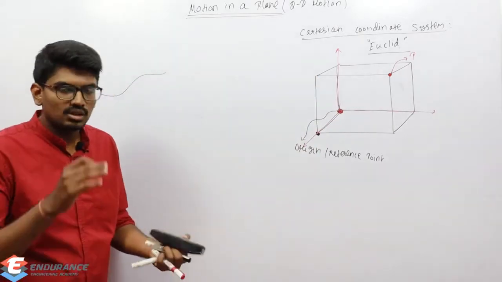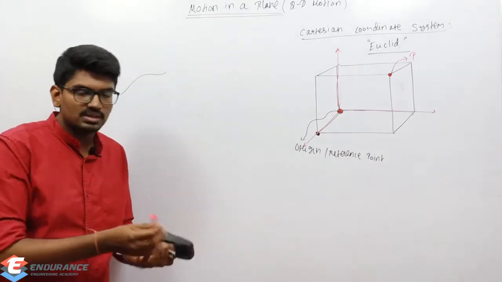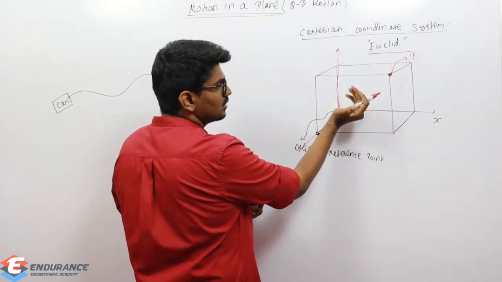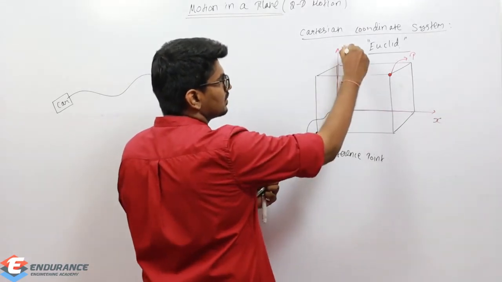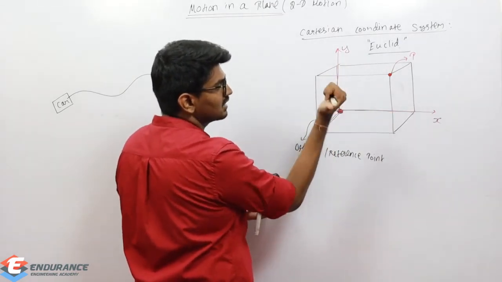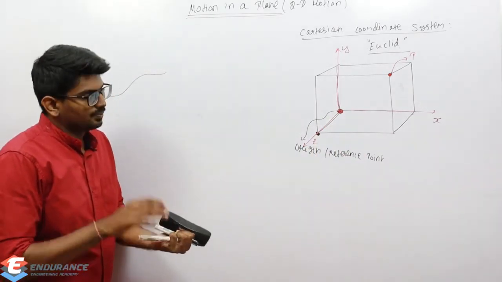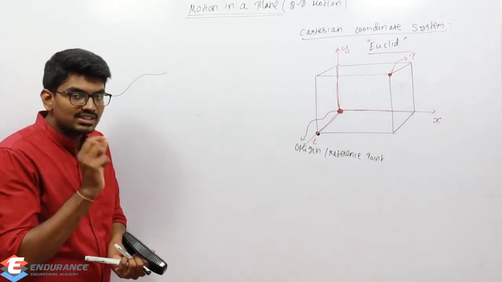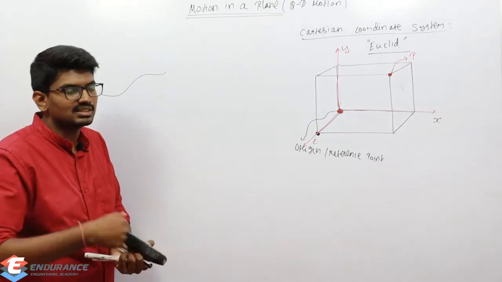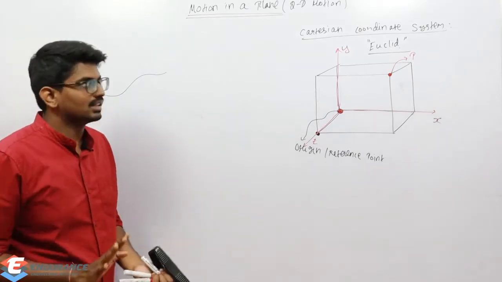Follow the right-hand thumb rule to fix the axes. We already know, if the forefinger represents the x-axis, twist it, this is going to be y, and this thumb is going to be z. So the three edges of the cuboid passing through the origin will be taken as three mutually perpendicular axes, and those are our reference axes x, y, z.